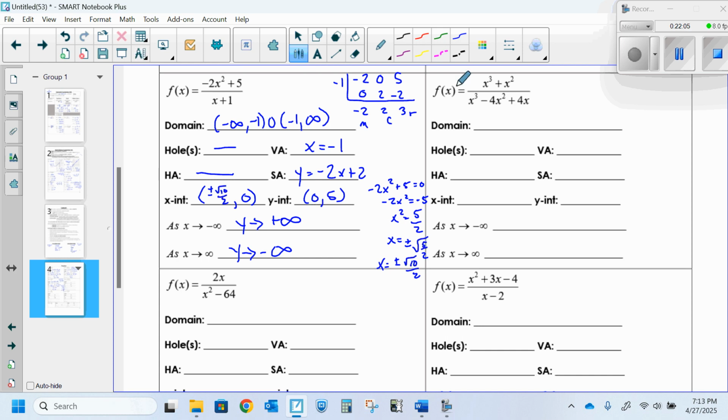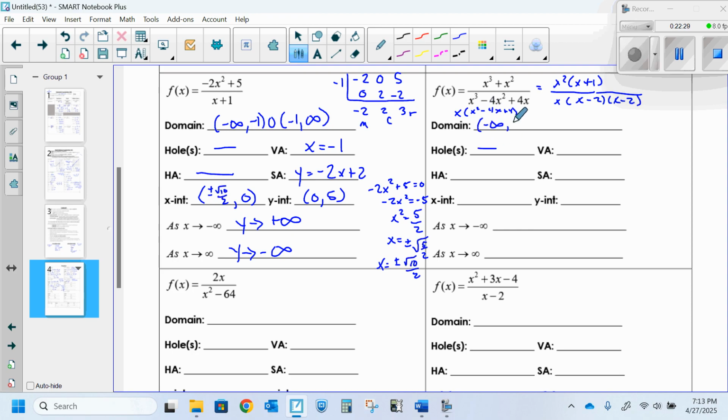Okay, let's come over here and do some factoring. Let's see, take out an x squared, you get x plus 1. Let's say take out an x, you get x squared minus 4x plus 4. That's going to be x minus 2, x minus 2. Nothing cancels. Haven't had a hole yet, have we? No.